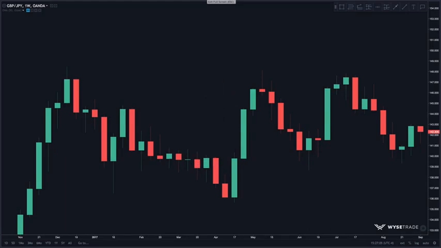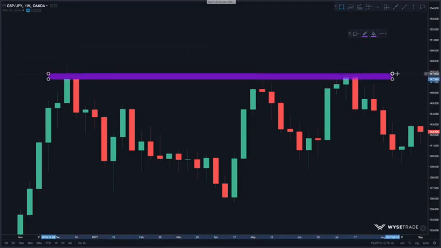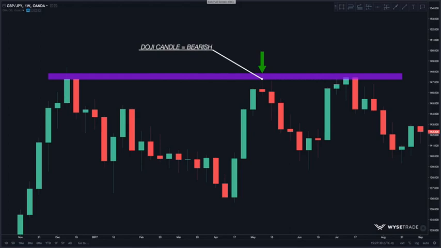Here's the pound yen. Here on the weekly time frame, we have a clear level of resistance. Now, from looking left, we can clearly notice an area where price has reversed from drastically. So when price comes up to this level, we notice a long wick doji, which is a bearish signal. When price comes up to this level again here, we have 2 small hanging candles, which is also a bearish setup. So on the weekly time frame, this is bearish price action.